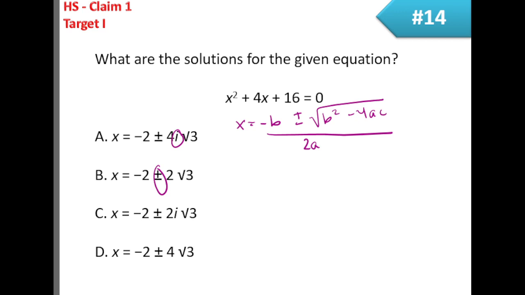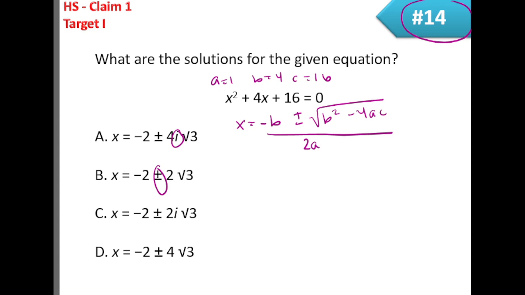There's a lot of videos about this on how to memorize it, so look them up on YouTube. So a equals 1, b equals 4, c equals 16. So I'm just gonna plug them in here. This doesn't require a calculator, but the system will not give you a calculator, so you have to know this.